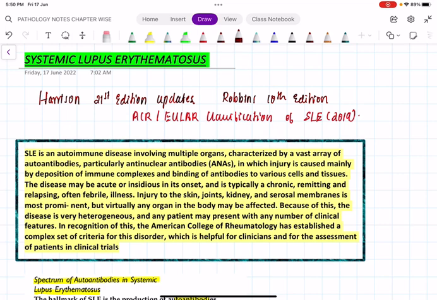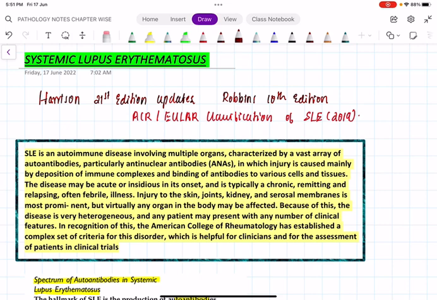That means its etiopathogenesis, the various spectrum of autoantibodies, then the recent criteria as per the American College of Rheumatology or the EULAR classification 2019 updates. Then in the 21st edition of Harrison, some updates have been made, and also in the 10th edition of Robbins. A lot of updates have been made regarding the clinical features, diagnostic modalities, treatment, everything of systemic lupus erythematosus. So I have decided to discuss systemic lupus erythematosus in its whole aspect, that is all dimensions.